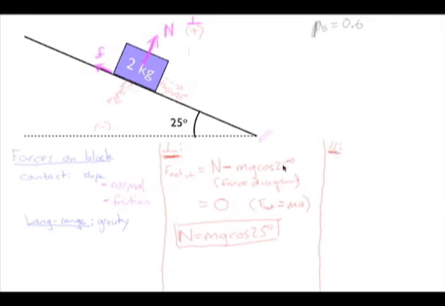Okay. But now we know what it is. In fact, we know it numerically because we've got m, we have g. So let's just put in numbers. We know the mass is 2 kilograms, g is 10 meters per second squared, and the cosine of 25 degrees we can work out. So we end up with a normal force of 18.13 newtons.